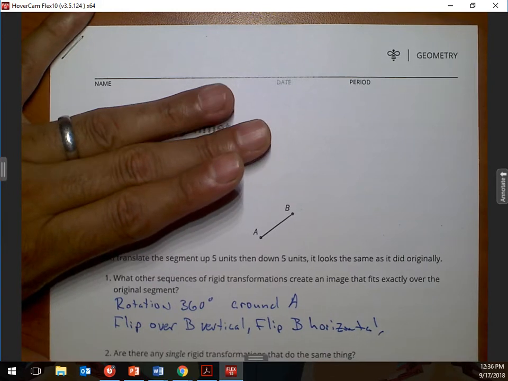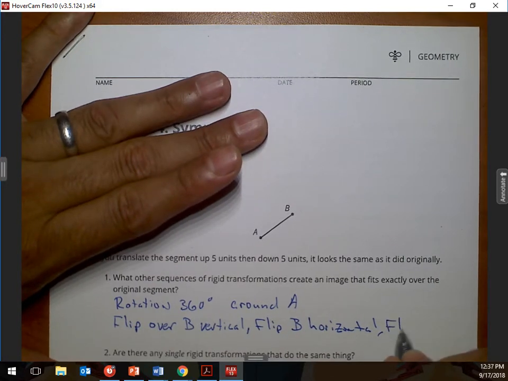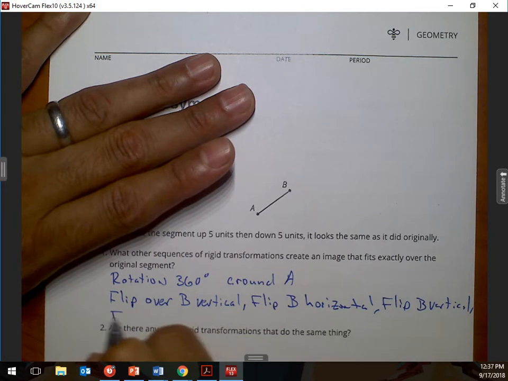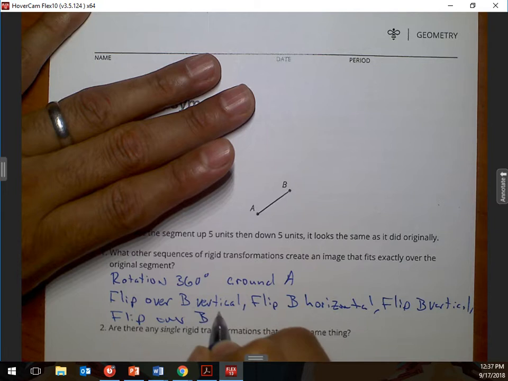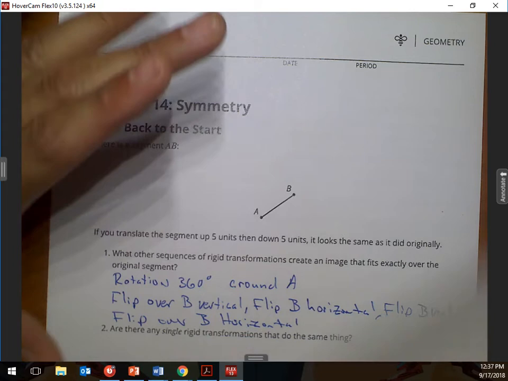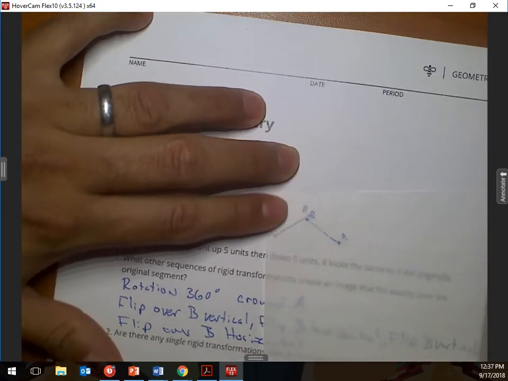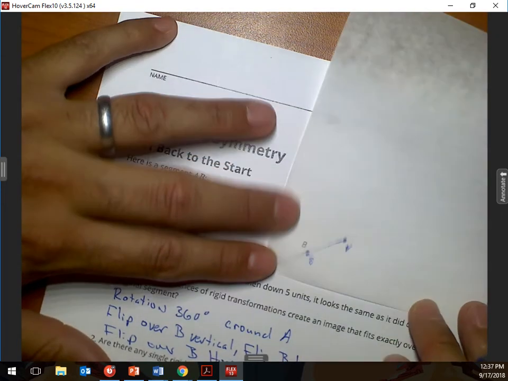Okay, so along with that, then we flipped again over B, vertical. And then I flip over B, horizontal. So I did 4 flips, right? There's 1, there's 2, there's 3, and then back to the original puts me at 4.